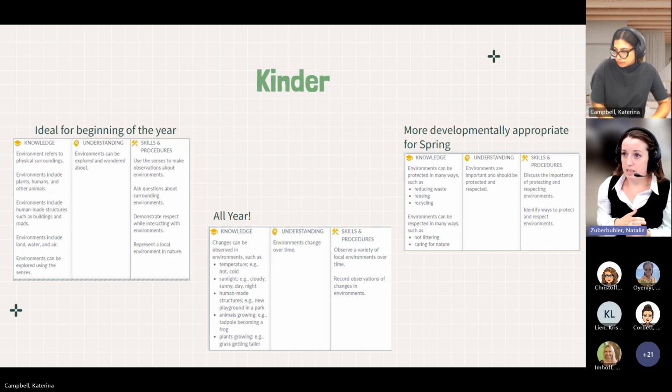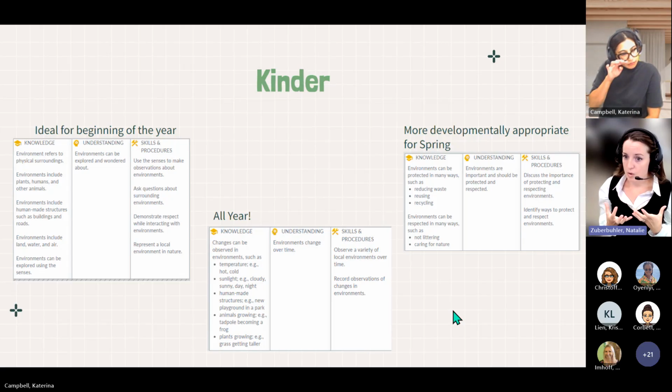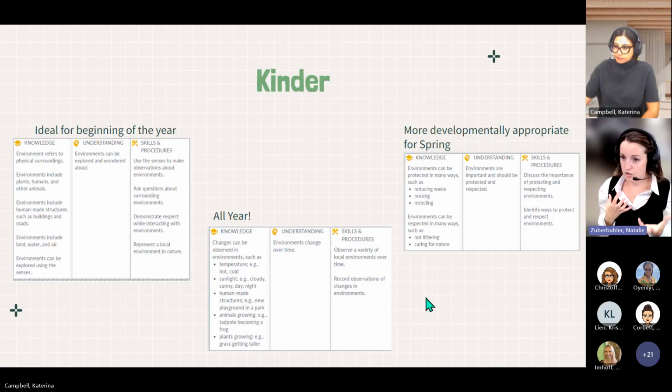Science for Earth system in kindergarten is not just done in September and October, and we don't talk about it all the rest of the year. We know that our temperatures are going to fluctuate quite a bit throughout the year. We know that animals are going to change throughout the year. So we are going to record observations and changes in environment for kindergarten throughout the whole year for Earth systems. It's not a one and done.